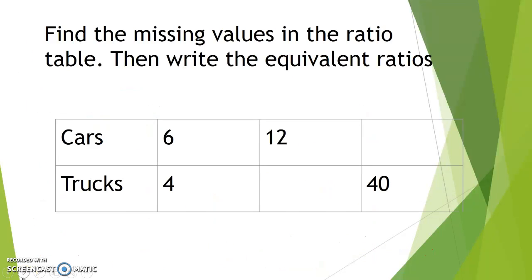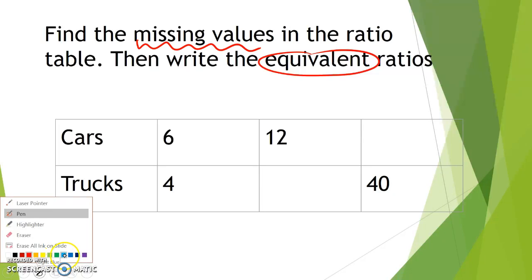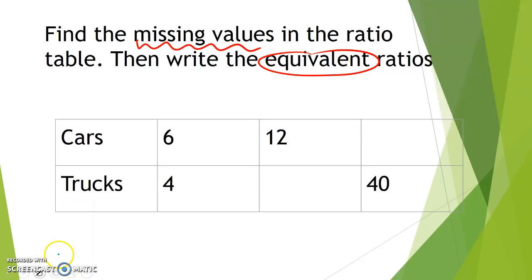Our next question actually talks about finding the missing values in a ratio table. And then we need to write the equivalent ratios. So we're going to go ahead and look at the information that we have here. We have 6 cars to 4 trucks. And then we have 12 cars. We have to figure out how many trucks. 40 trucks, figure out how many cars.